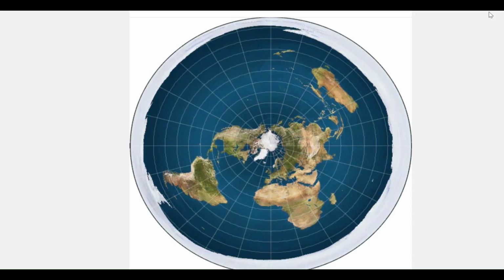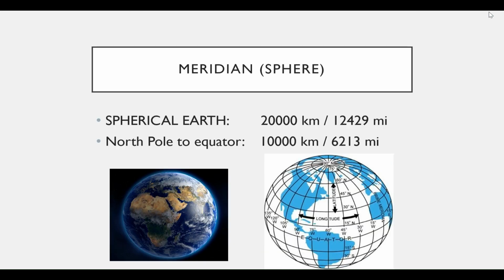And here would be the flat Earth with the North Pole in the centre, the ice wall around the edge, and no concept of south. There's no South Pole. South is purely in relation to where you're standing on the North Pole, I guess. So let's start with the meridian. The meridian is the line that goes down the sphere from the north to the South Pole. On the spherical Earth, that would be 20,000 kilometers in length, or 12,429 miles. From the North Pole to the equator would be half that distance, 10,000 kilometers, or 6,213 miles.